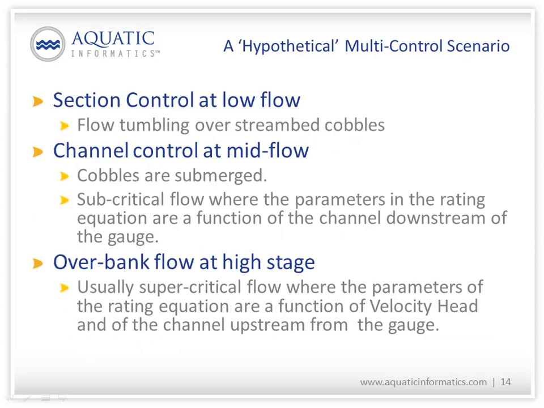We can create a hypothetical multi-control scenario where you have section control at very low flow, you have critical flow over stream bed cobbles, and then as those cobbles become submerged, you get into a channel control situation where the control on the flow is the attributes of the channel downstream of the gauge. Then at high flow events there's just so much water from basin runoff that it overwhelms the channel capacity and creates a supercritical flow situation where velocity head becomes a dominant term controlling discharge.